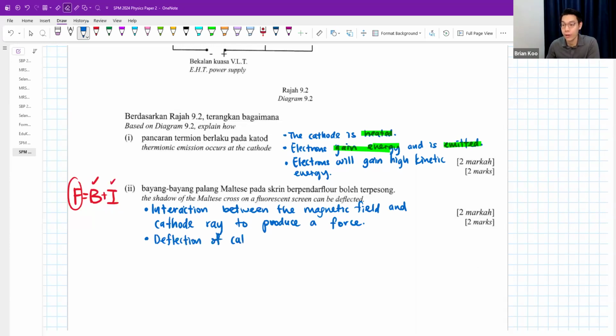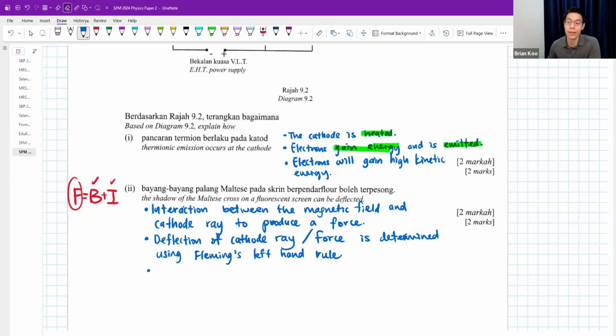Deflection of cathode ray or direction of force is determined using Fleming's left-hand rule. Okay? Therefore, the cathode ray is deflected. Okay, you don't want to say cathode ray, you can say electrons also can.